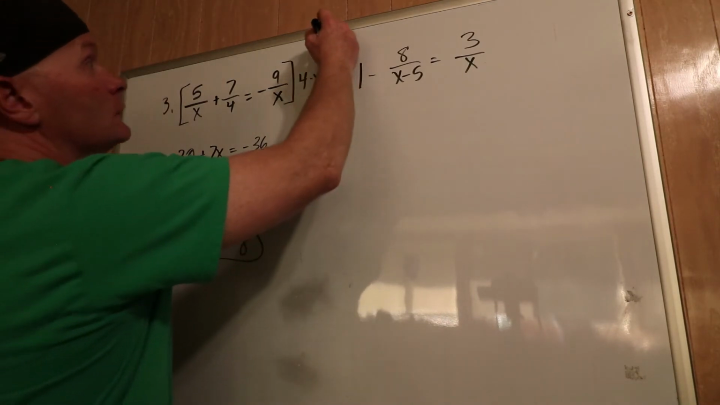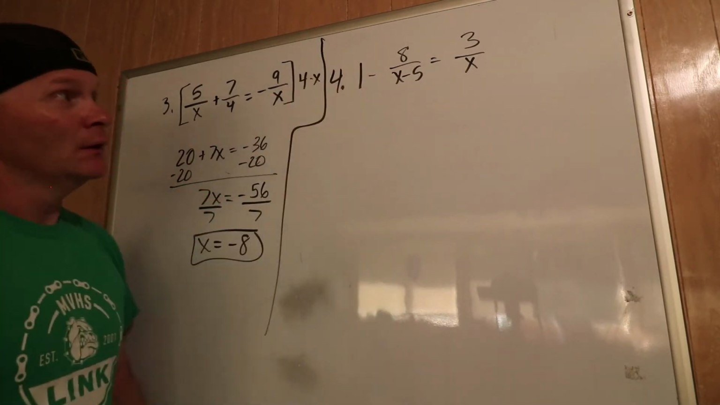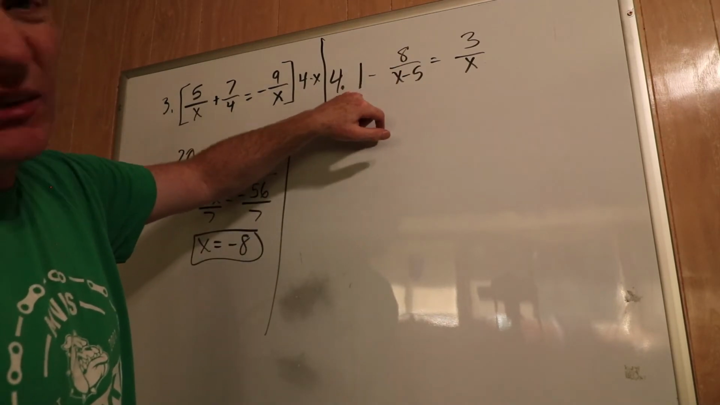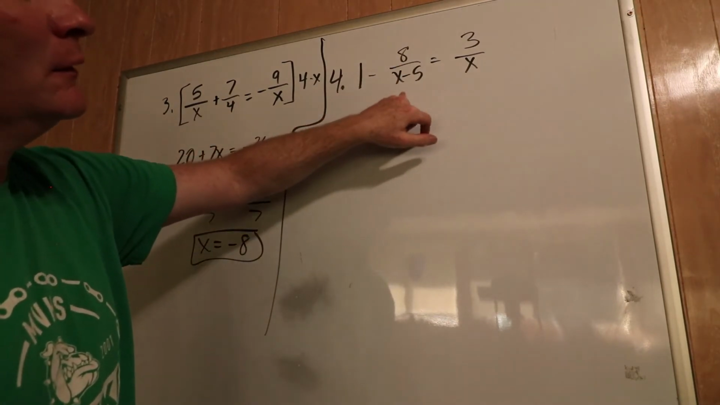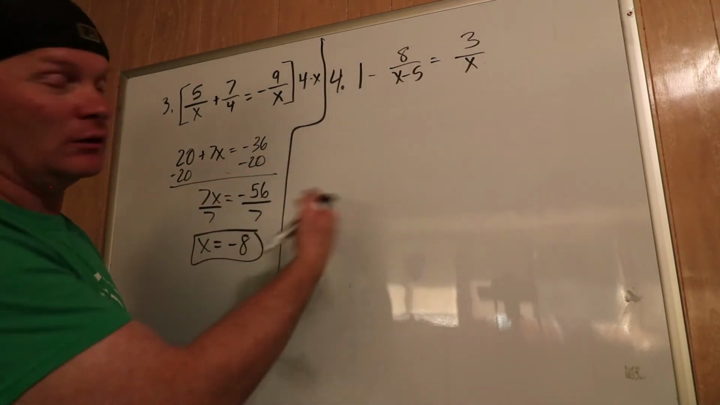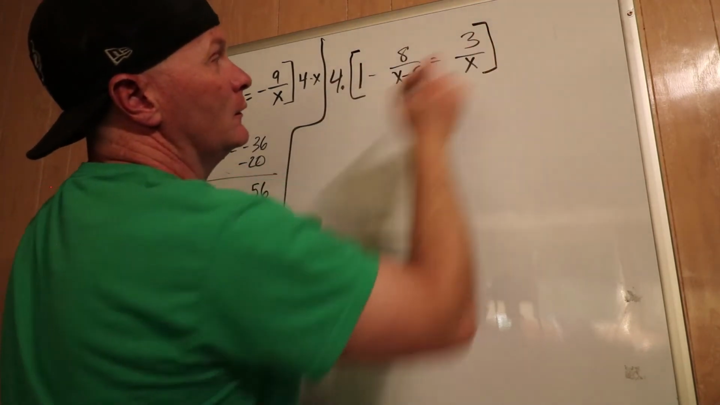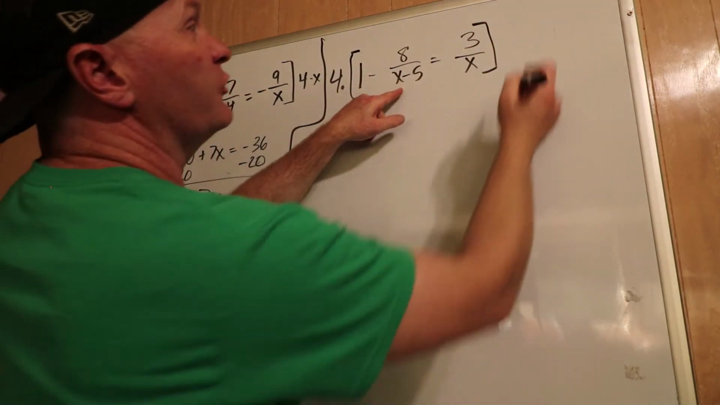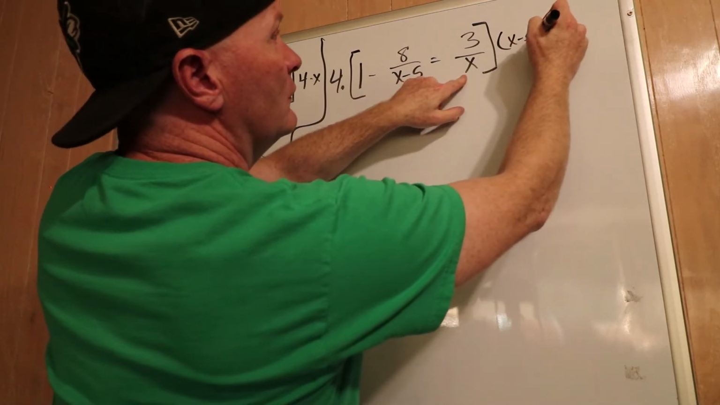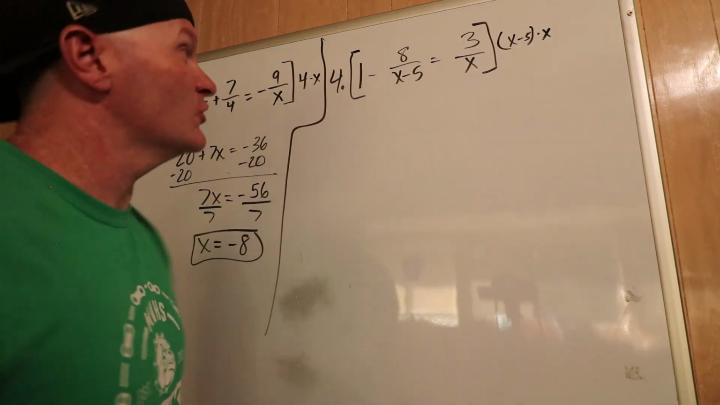Let's try this one here, number 4. Okay? This one, we have 3 different denominators here. We have, this is basically 1 over 1. This is x minus 5, and this is x. So we can't do like the first way we did it here. We're going to have to multiply by the least common factor. So I'm going to multiply everything by x minus 5 times x. We could also multiply by 1, but that doesn't do anything.